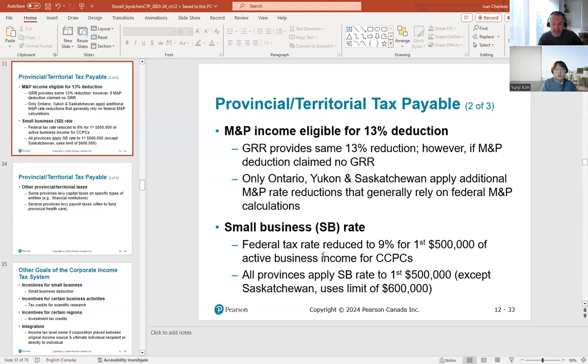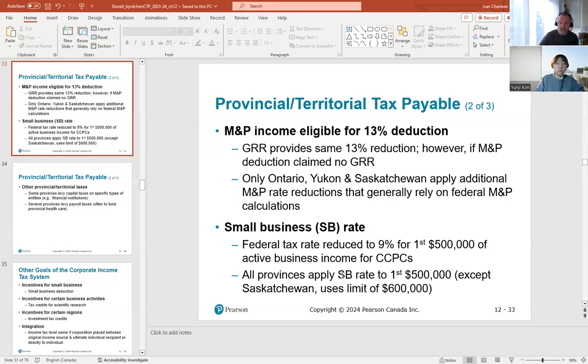The same thing that we did in the question, because the active business income was $900,000. But if the question says the total income is $700,000, but the active business income is $400,000, then the small business deduction rate we're going to apply only on the $400,000. Make sense? That's where the catch is. So you have to read the question very carefully.